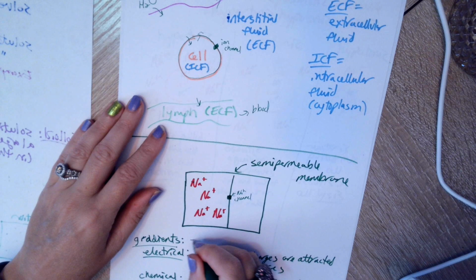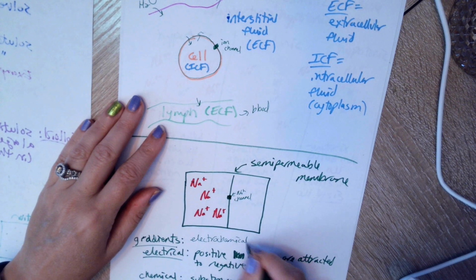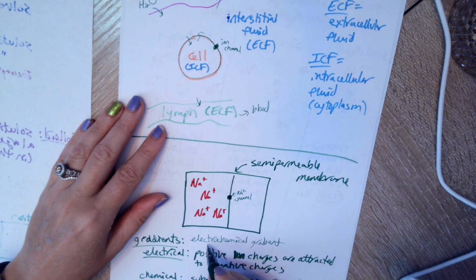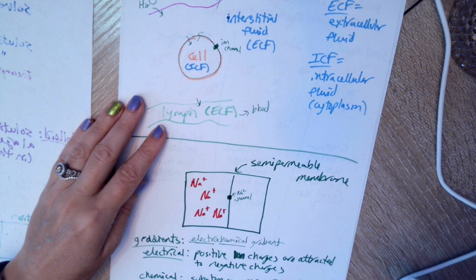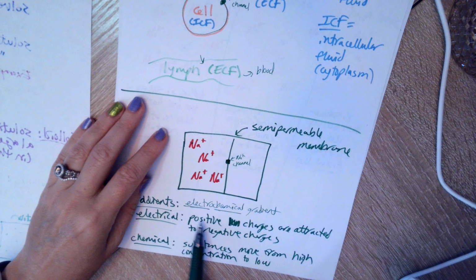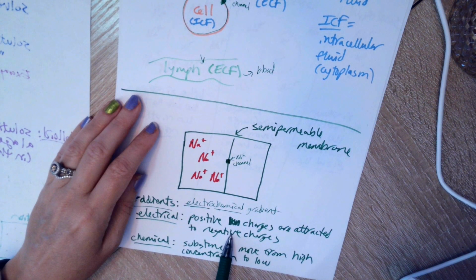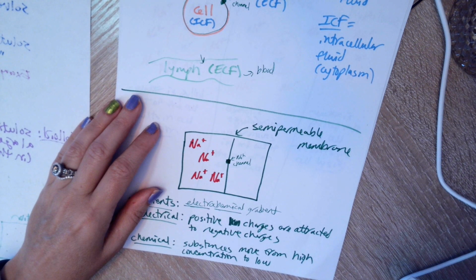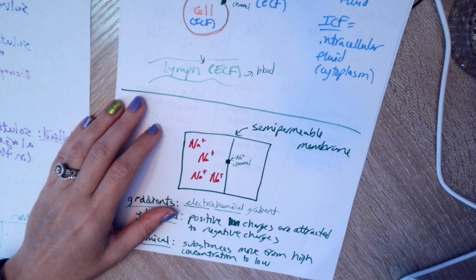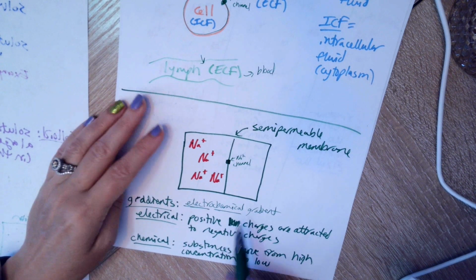Together the gradients are called the electrochemical gradient. And it's just the sum of its parts. There's an electrical gradient and there's a chemical gradient for an ion. The electrical gradient has to do with positive charges being attracted to negative charges. We saw that concept when we were looking at ionic bonds in an earlier lecture, but it's something that happens within your body all the time.